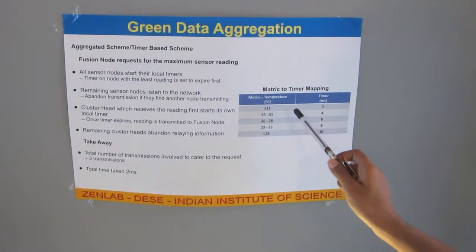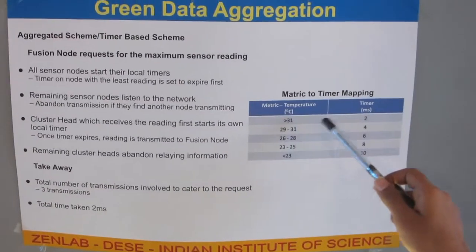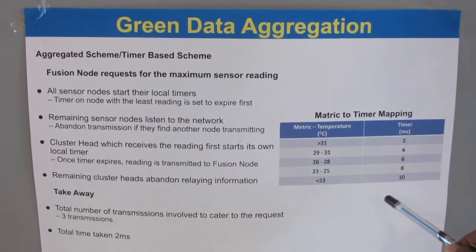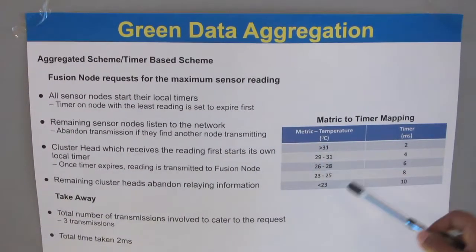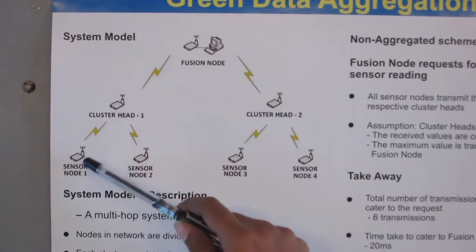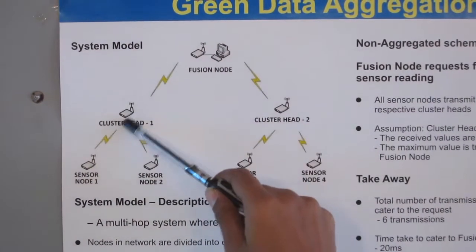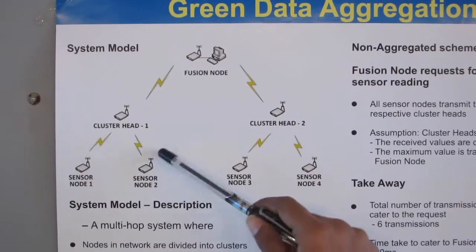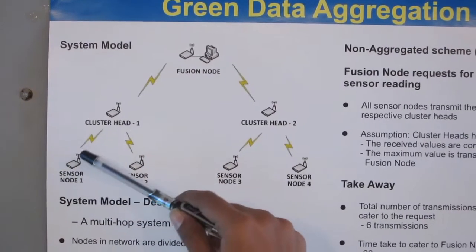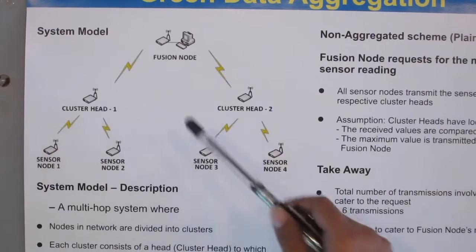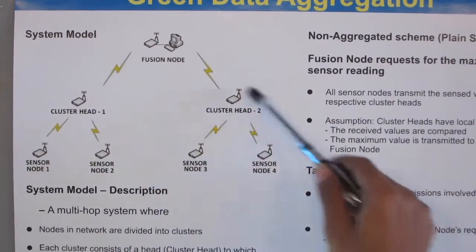The metric to timer mapping is so done that the sensor nodes which read a higher temperature value set their timer to expire faster than the ones who read a lower temperature value. Sensor node whose timer expires first forwards its packet directly to the cluster head. The other sensor node whose timer is ticking abandons its transmission if it finds another sensor node transmitting its information to its cluster head. The similar phase happens even here.